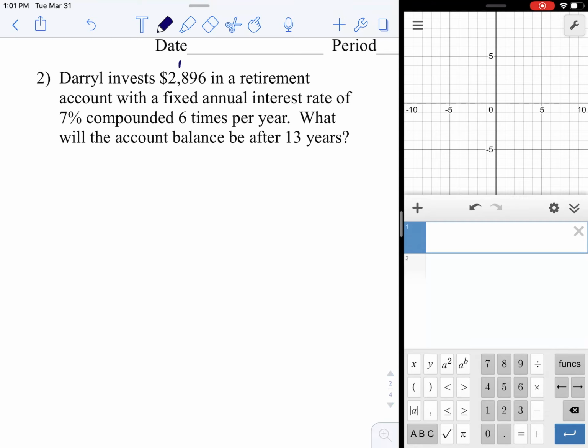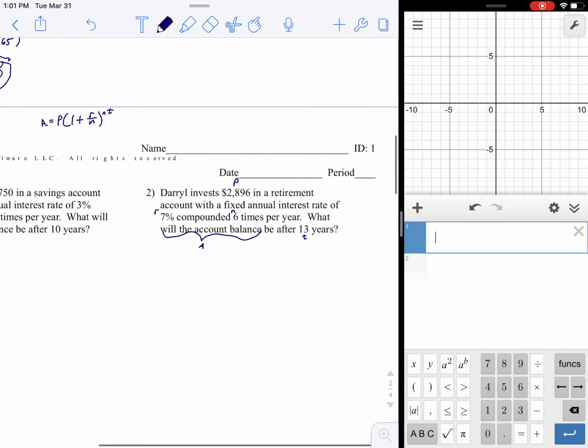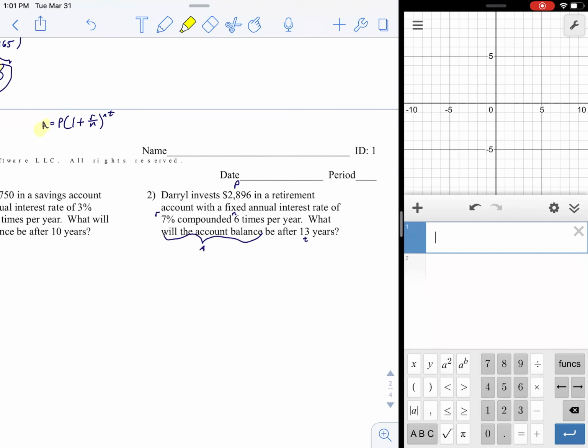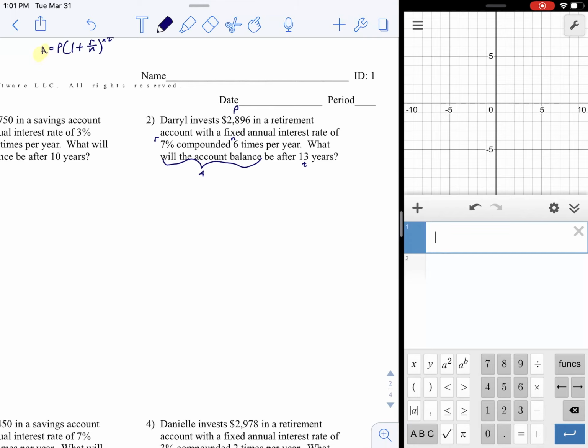All right, this is the principal. That's how much he's putting into the bank. 7% is the rate. 6 times per year is the N, the number of times it's compounded. 13 is the t, time. What will the account balance be? That means we're trying to find A, the total amount. So that's just telling us to use this formula. So here goes. A equals, let me zoom in a little.